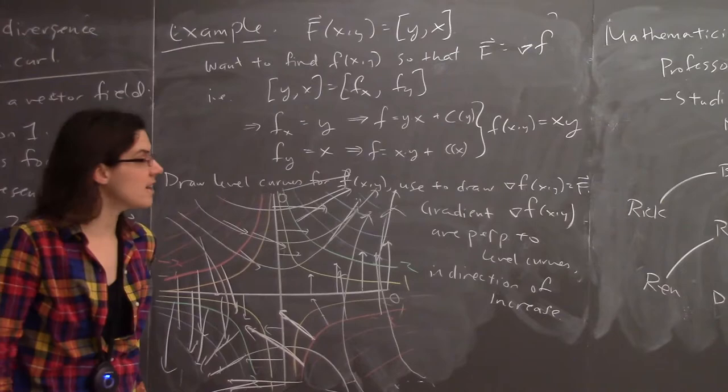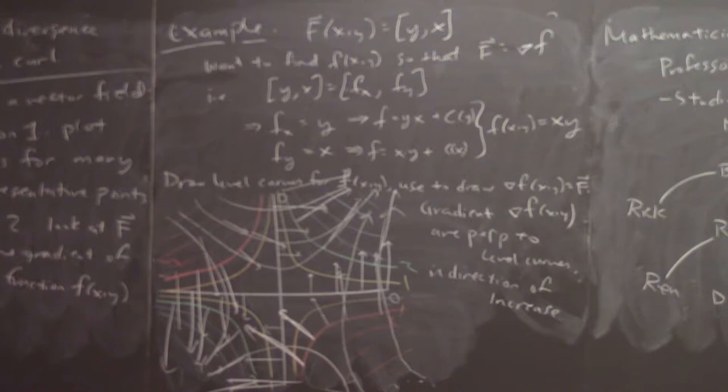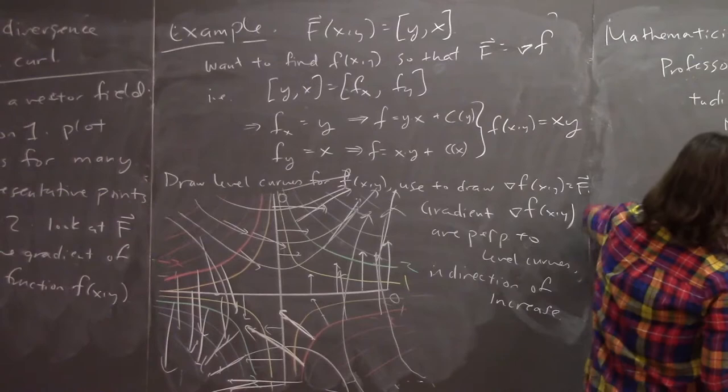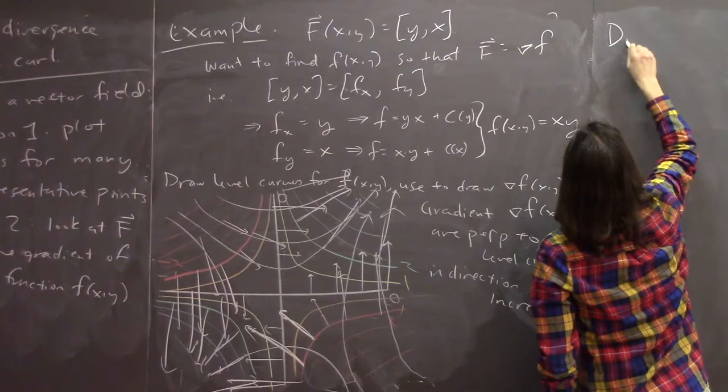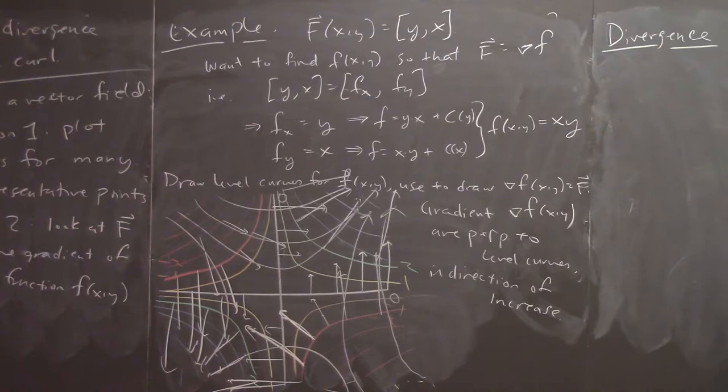Okay, so we want to have some words to talk about these things. And so the two words that we'll learn today are divergence and curl. So, divergence. So the divergence measures how much stuff is created or destroyed. So if it's positive, stuff's created, it's like a spring. If it's negative, stuff's destroyed, like a sinkhole.